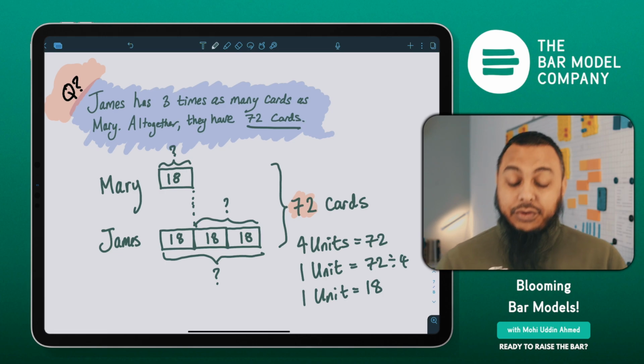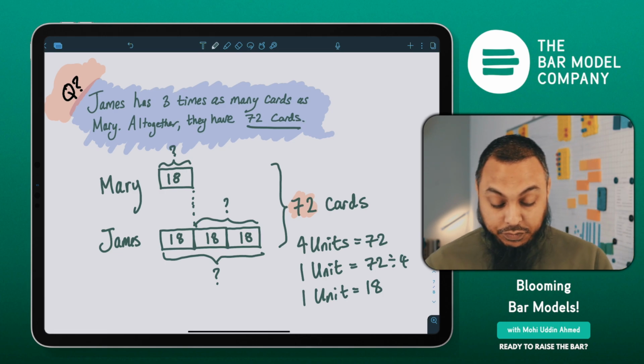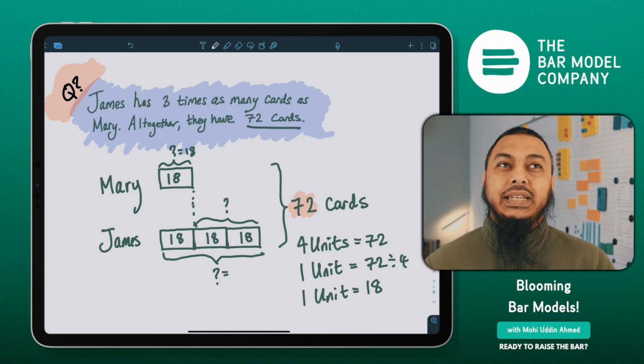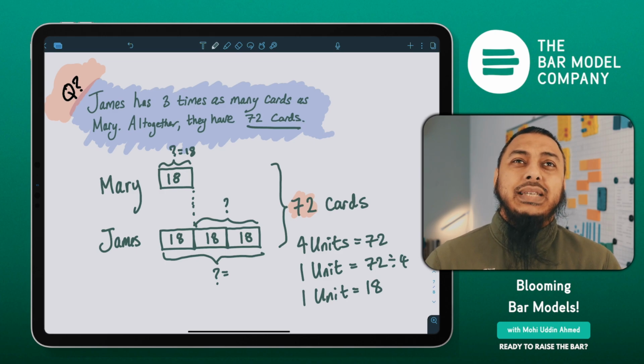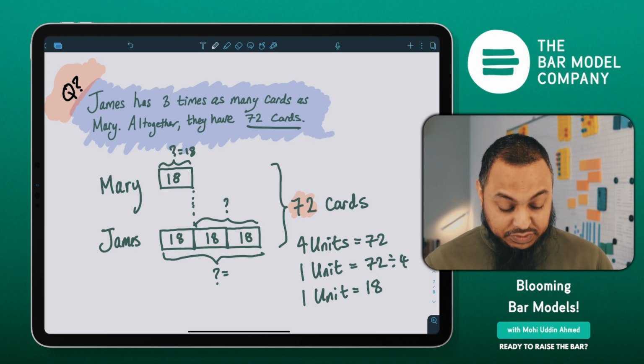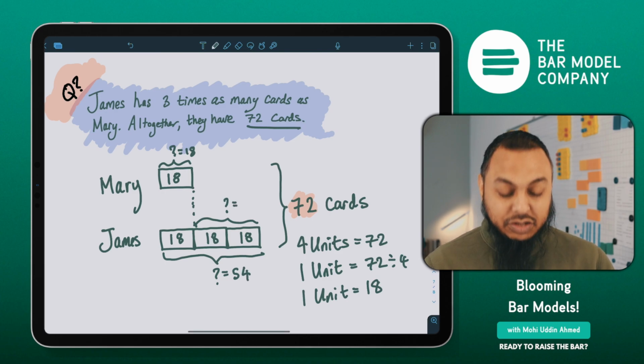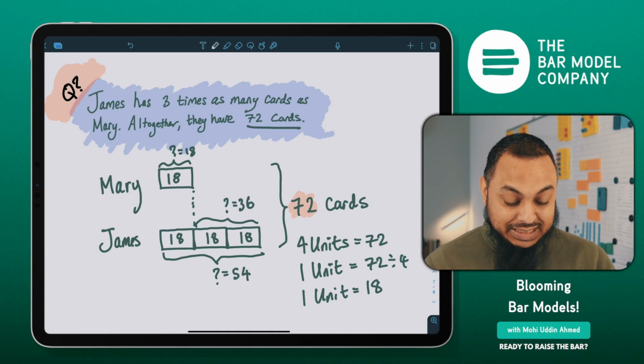So we can say Mary has 18 cards. We've got that equals 18. We've got James has 3 times 18. 3 times 20 is 60. 3 times 2 is 6. So 60 take away 6 is 54. So that's going to be 54. And James has 2 lots of 18s more than Mary. That's going to be 36. James has 36 more cards than Mary.